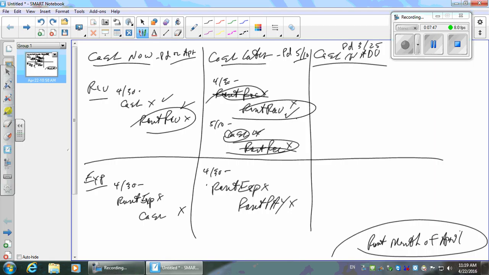Okay, then what? What's going to happen in May? You pay it, credit cash, and debit rent payable. It's gone. And this time those two canceled, right? We got debit rent expense, credit rent payable.